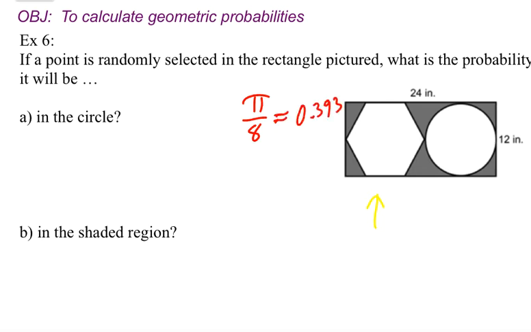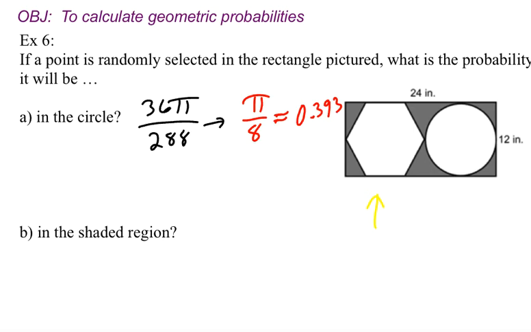You can also express probability as a decimal. So that one, I don't know if pi over 8 is a very nice fraction. I'll take either one, or I'll specify what I want your answer as. How did I get that one? I got 36 pi for the area of the circle, and the area of the rectangle I calculated to be 288. That gave me my pi over 8, or 0.393.